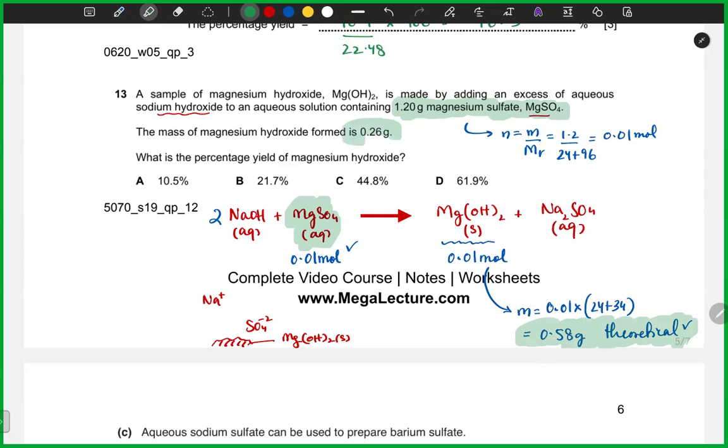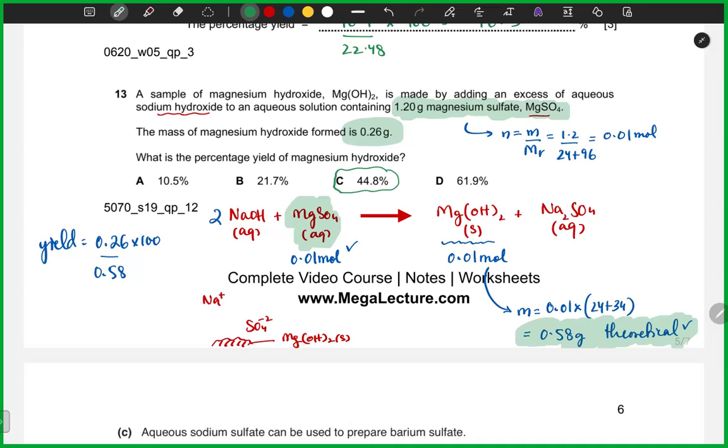And he's given me the actual, which is 0.26. So I can find yield. How do I find yield? Yield is, he actually gave me 0.26. Okay, he's getting 0.26, right? And the theoretical that I found out is 0.58, times 100. So 0.26 divided by 0.58. So I'm getting 44.8%. So we got this. Option C. Okay, clear.